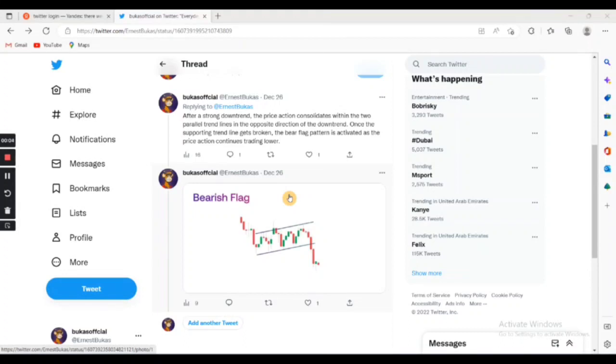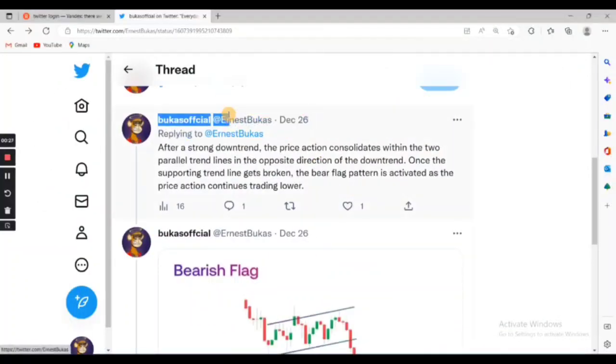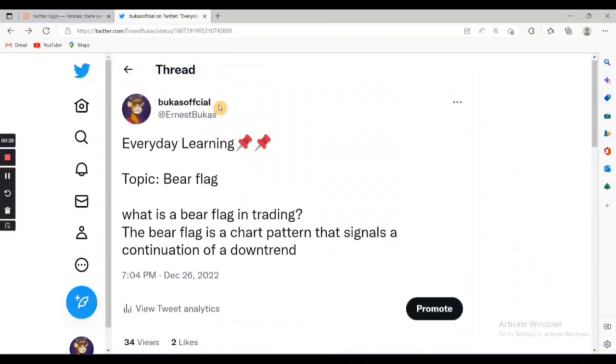This is Booker's Masterclass, and in today's tutorial video I'm going to teach you about what a bearish flag is all about and how to trade it and make money. With this strategy I'm going to show you, you will be making not less than $100 per trade. So listen very carefully so that you'll be able to understand the strategy I'm about to show you in this particular video.